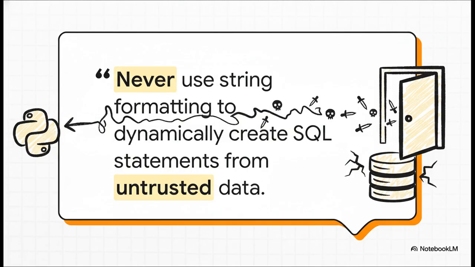So here it is, the golden rule. Write this down. You must never, and I mean never, use f-strings or any other kind of string formatting to build SQL queries with data that comes from a user. I know it can seem convenient, but it's literally like leaving your front door unlocked and wide open for an attacker. It is just so dangerously insecure.